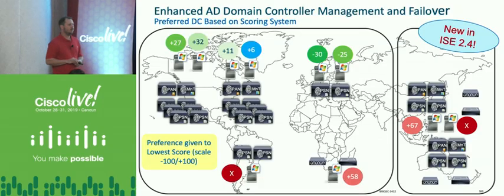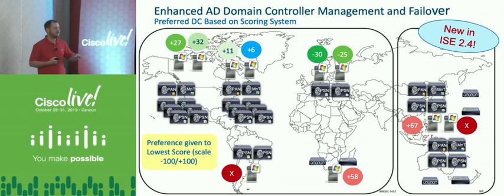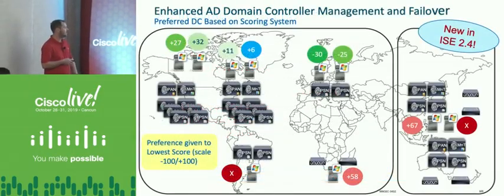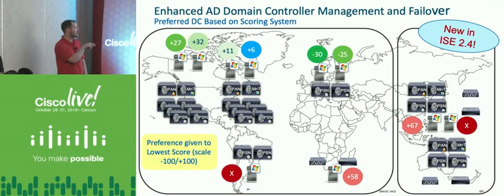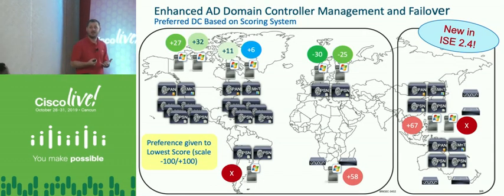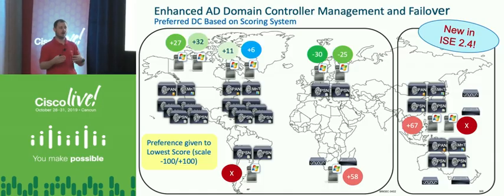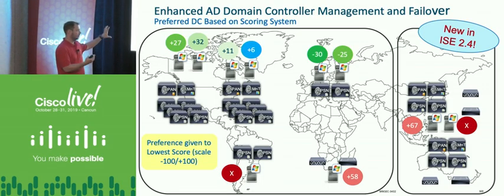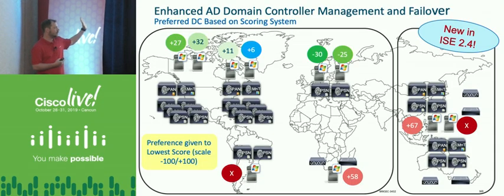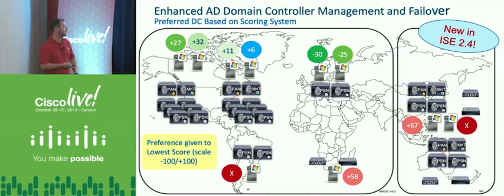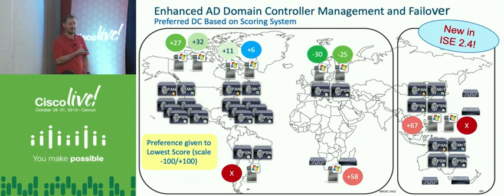Also in 2.4, we've done a little bit of enhancements with how we can check the health of the domain controllers and actually give it a preference score. And with 2.4, that scenario that I was describing for you, where the AD server went away or the AD server is high latency and is not responding, the PSNs are actually smart enough now to realize I do not want to go to that bad AD server.